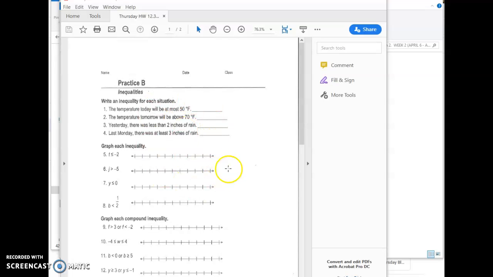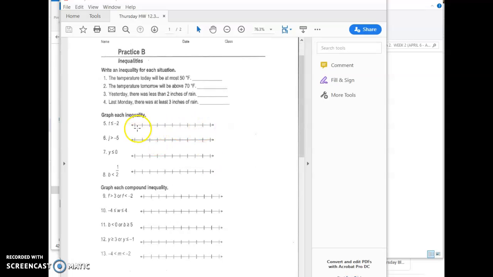Today for your homework, we're going to be doing a worksheet, a two-sided sheet. One side is going to be a review of graphing your inequalities from yesterday. You'll notice the number lines. I forgot to put the numbers in there, so you will need to put those in.